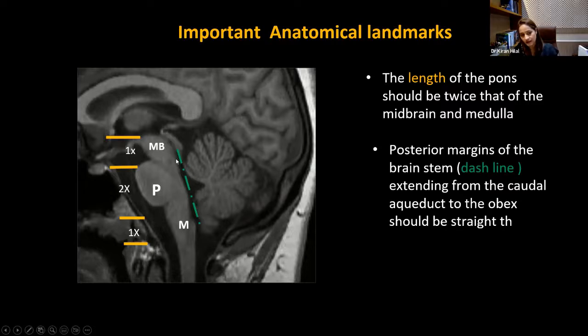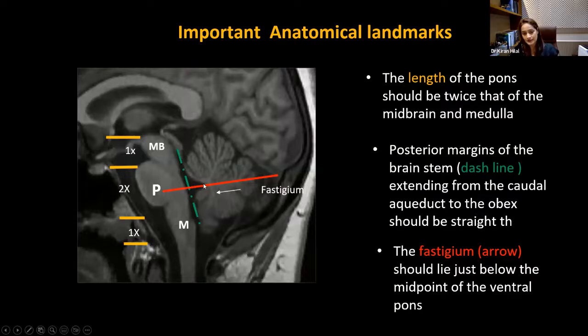If you draw a straight line just distal to that, it should always be a straight line. If you see any irregularity in this line, always suspect some abnormality in the brain stem or mass effect or anything, but it's not your normal brain stem.